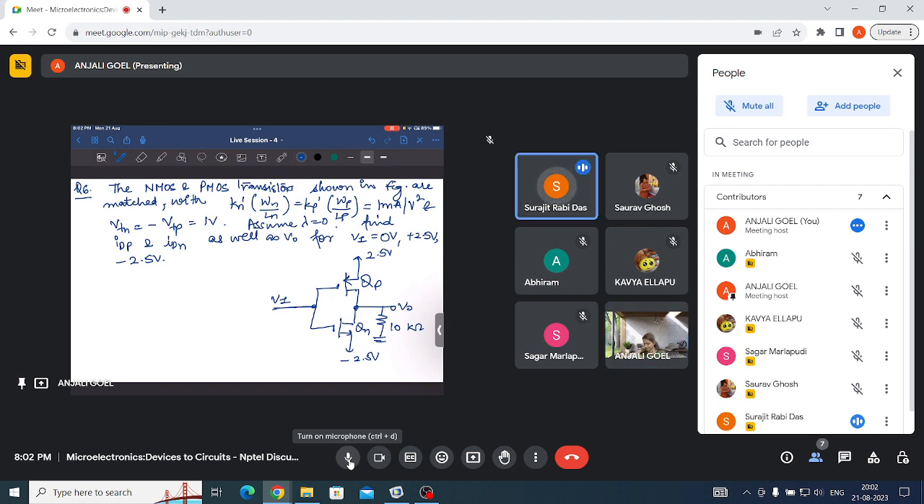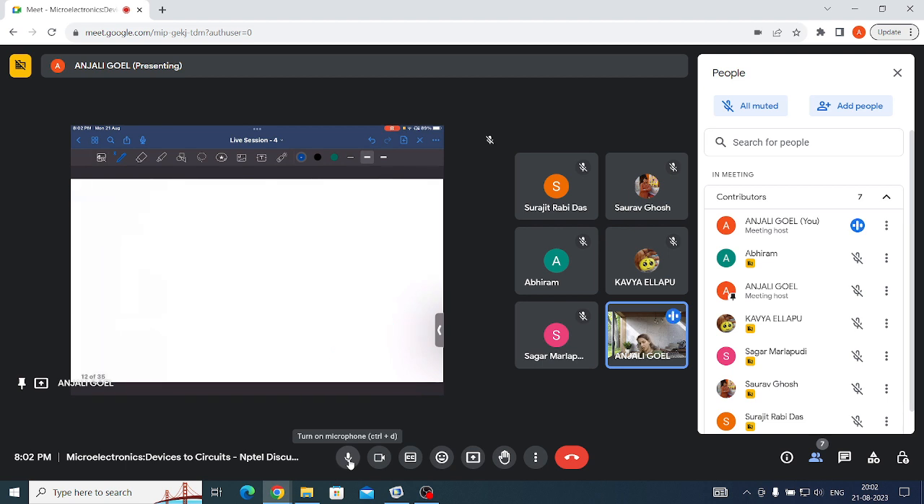For Vi equal to minus 2.5 volt, ID is same as 0.243 milliamps. For Vi is equals to minus 2.5 volt, yeah, it is same, IDP.